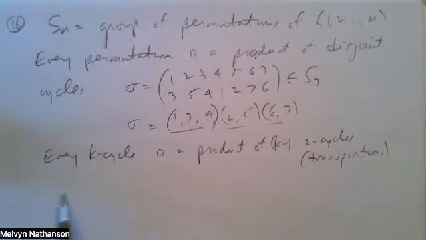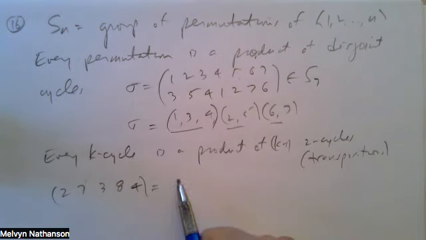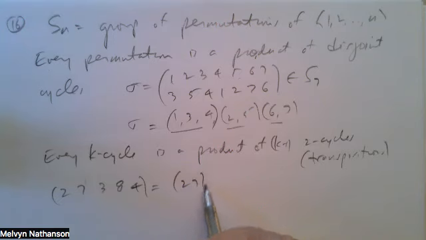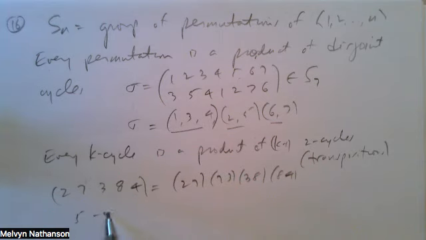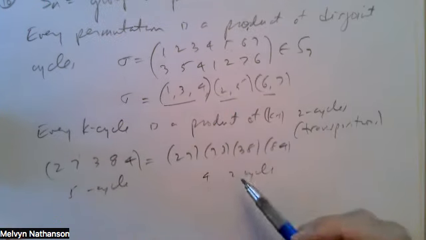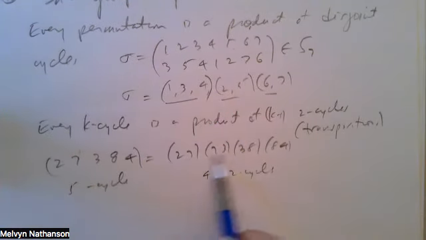So for example, if you had the cycle 2, 7, 3, 8, 4, that's the product of 2, 7, 7, 3, 3, 8, 8, 4. So here we have a 5 cycle, and here we have 4 2 cycles. And you can check the product of these 2 cycles is this 5 cycle.